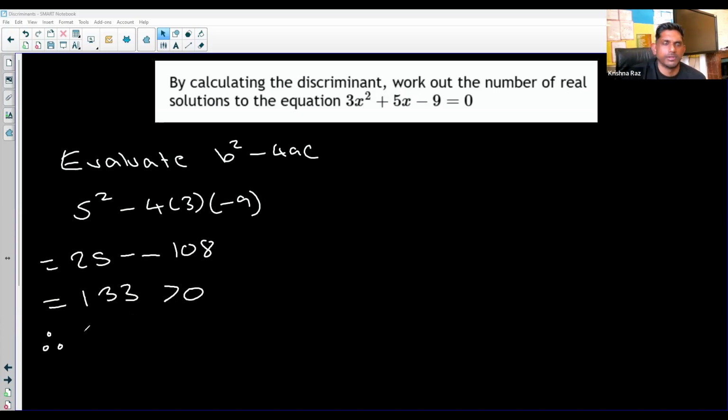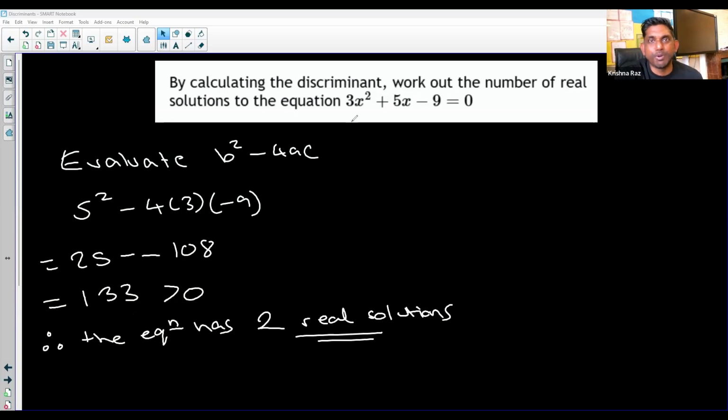Therefore, the equation has 2 real solutions. Any positive solution we say is real because it has real numbers. We don't do complex numbers at this level. So if you get 2 solutions, you say 2 real solutions. If you get 1, you say 1 real solution. I suppose you don't have to say it, but if it's in the question, that's what it's referring to.